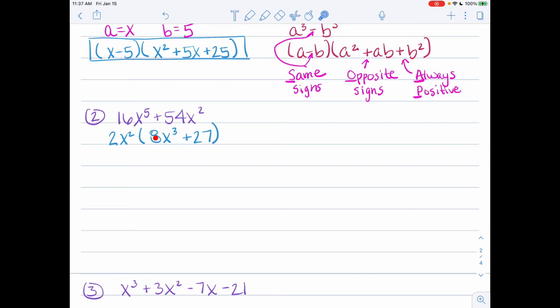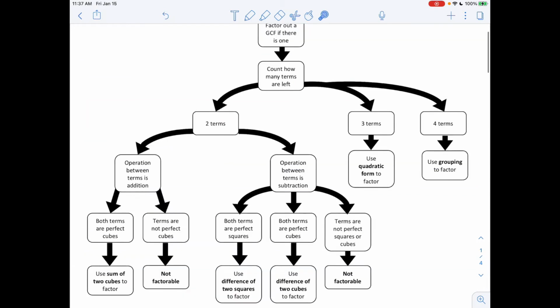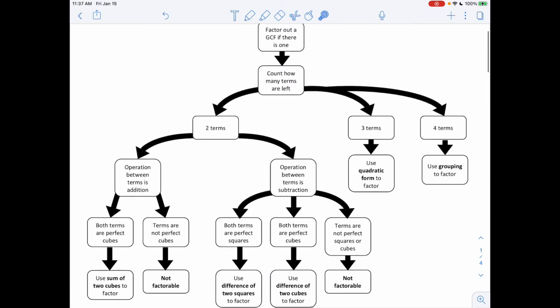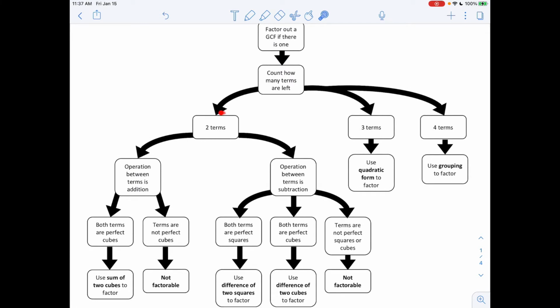8 is the perfect cube of 2, 2 times 2 times 2. 27 is the perfect cube of 3. Going to look at my flow chart. I have factored out my GCF. I have 2 terms. This time it's addition between them. And I do have 2 perfect cubes, so I'll be able to use sum of 2 cubes to factor.